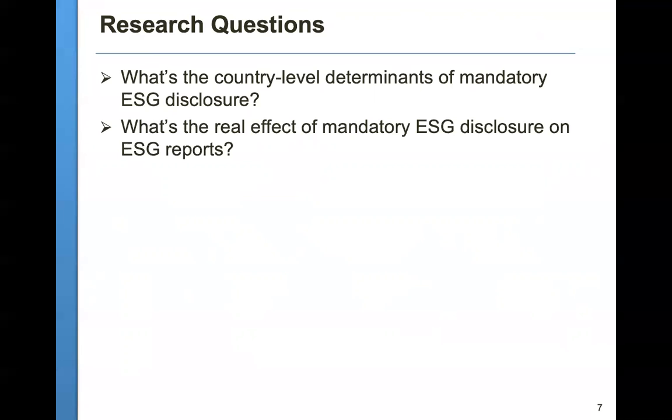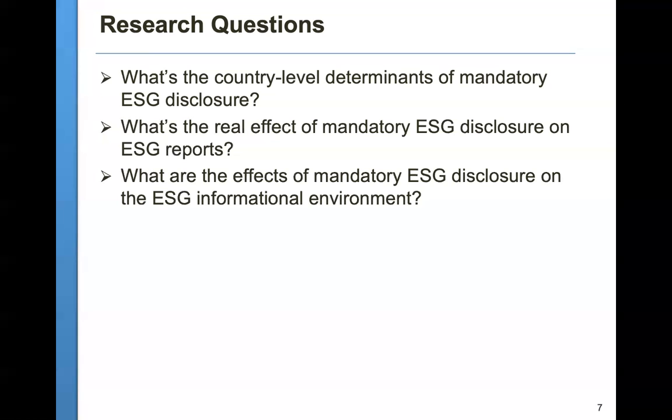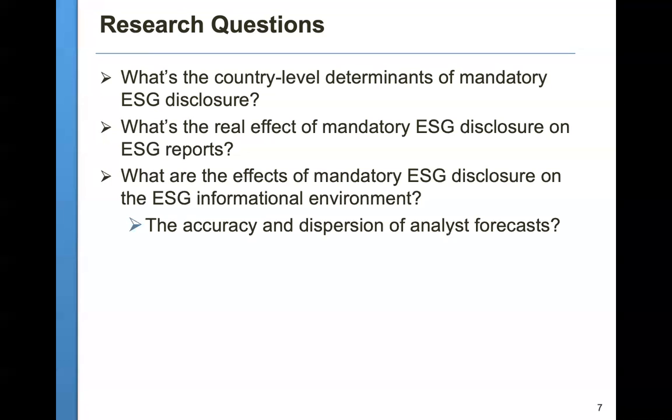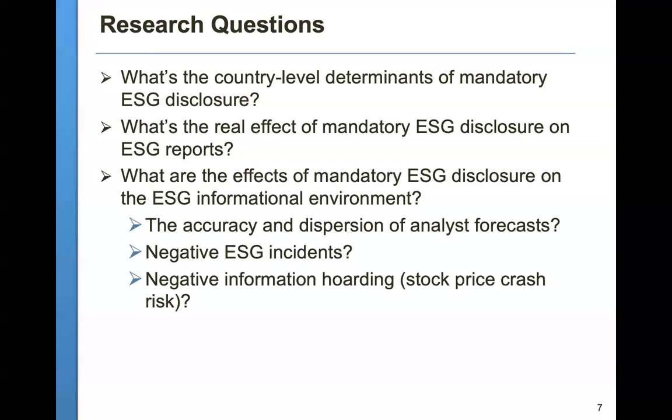Then we will examine the real effect of mandatory ESG disclosure firstly on the ESG reports, because intuitively, companies should have more ESG reports because the government mandates them to do that. Is this the case? The second question we want to address is what the effects of mandatory ESG disclosure are on the ESG informational environment. To measure the informational environment, we will use three different measures. The first one is accuracy and dispersion of analyst forecasts. The second one is negative ESG incidence. And the third one is stock price crash risk, which is a proxy for negative information hoarding.